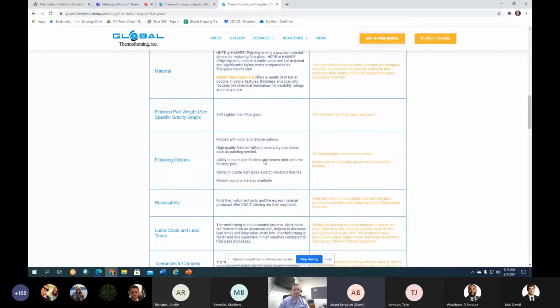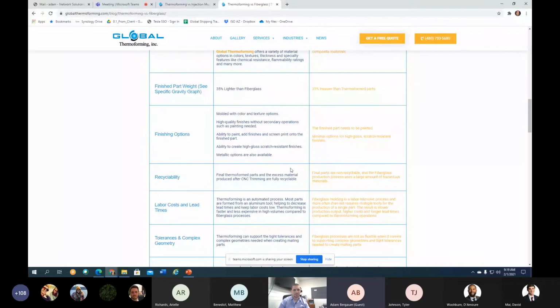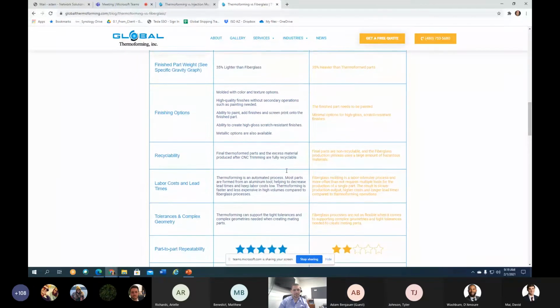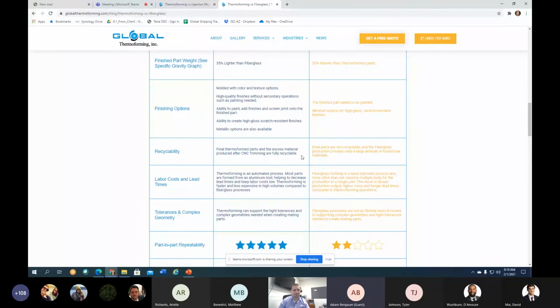And then we can obviously put different colors and textures. You can do that with fiberglass, but you have to paint it because typically it's a very messy process. And thermoforming is recyclable, except for when you put glass in it and stuff like that. But I would say 85 to 90% of our plastics are recyclable.